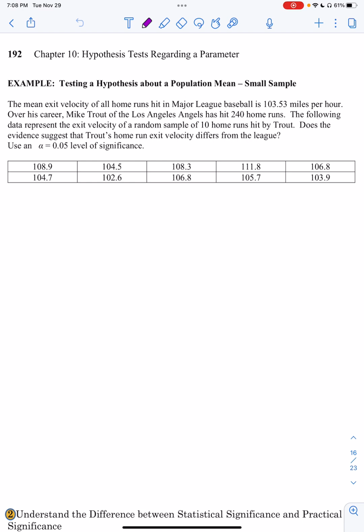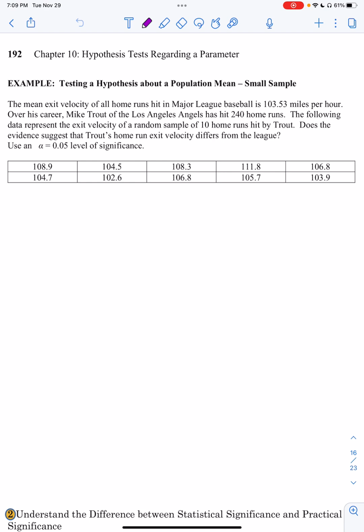Here we're looking at the mean exit velocity of all home runs hit in Major League Baseball, which is 103.53 miles per hour. Over his career, Mike Trout of the Los Angeles Angels has hit 240 home runs. The following data represents the exit velocity of a random sample of 10 home runs hit by Trout. And we want to know, does the evidence suggest that Trout's home run exit velocity differs from the league? We're going to use an alpha equals 0.05 level of significance.